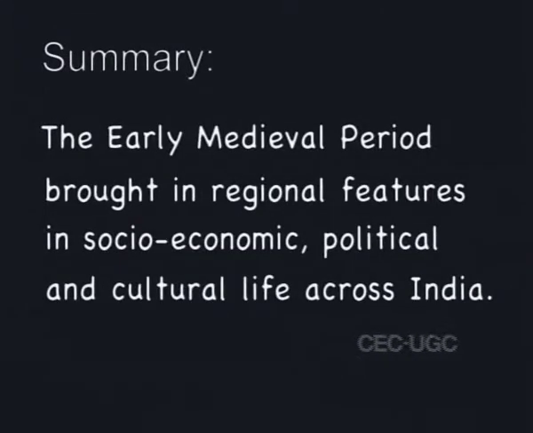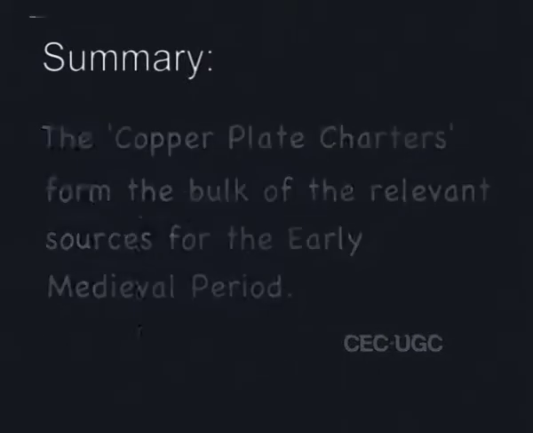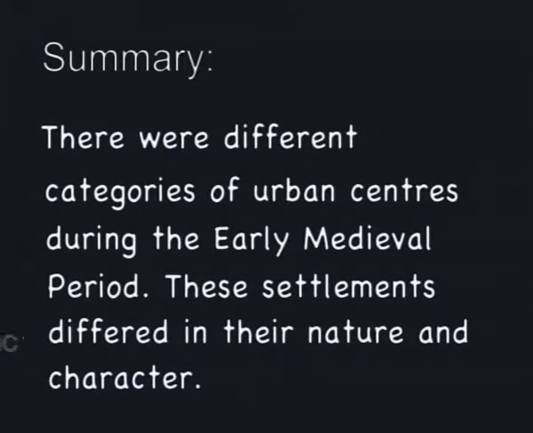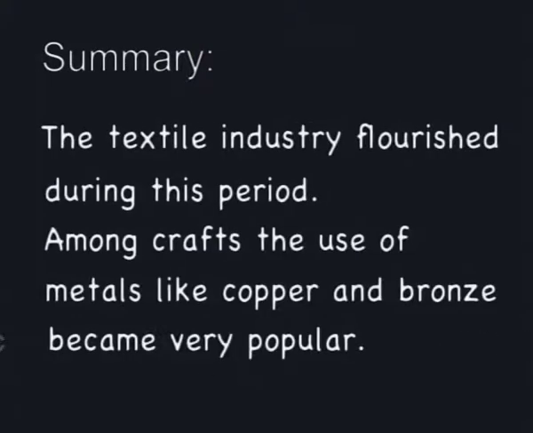The early medieval period brought in regional features in socio-economic, political and cultural life across India. The copper plate charters form the bulk of the relevant sources for the early medieval period. There were different categories of urban centers during this period. These settlements differed in their nature and character. In South India, temples were the main focus of the economy during that time. The textile industry flourished during this period.